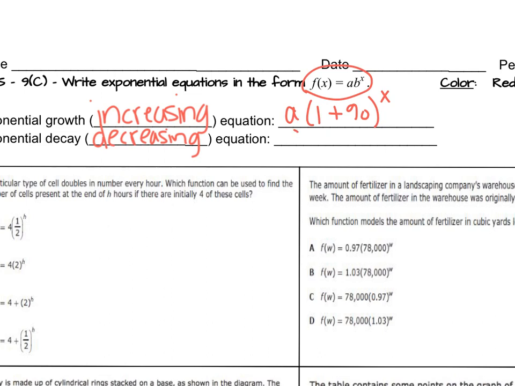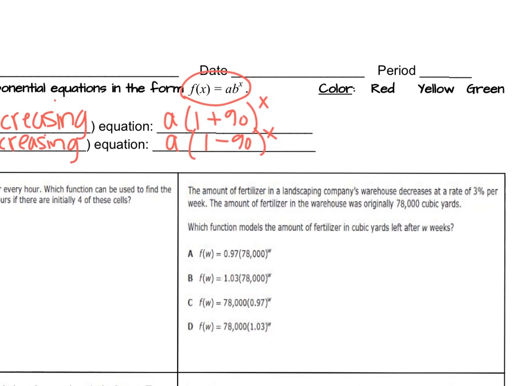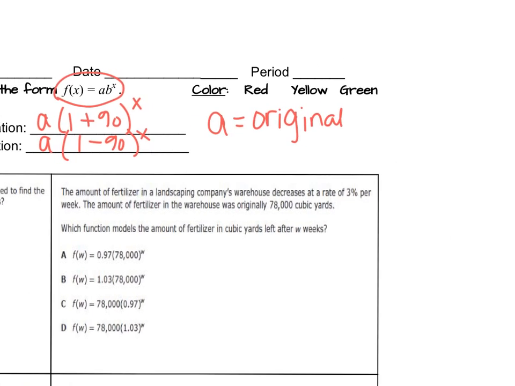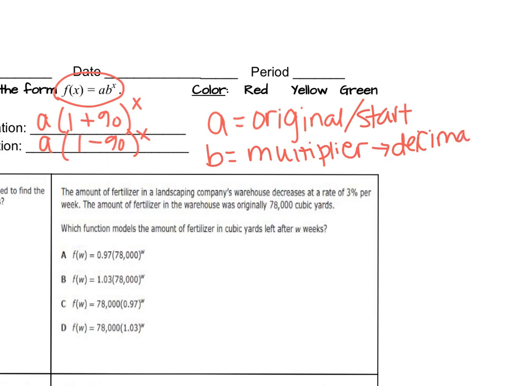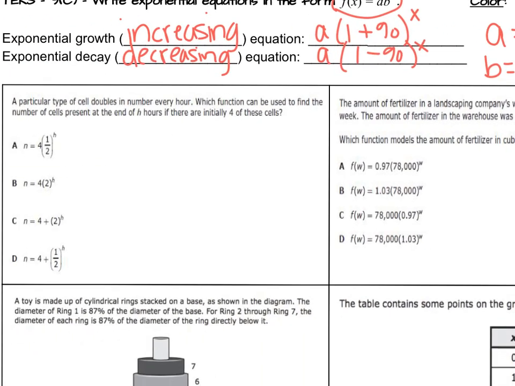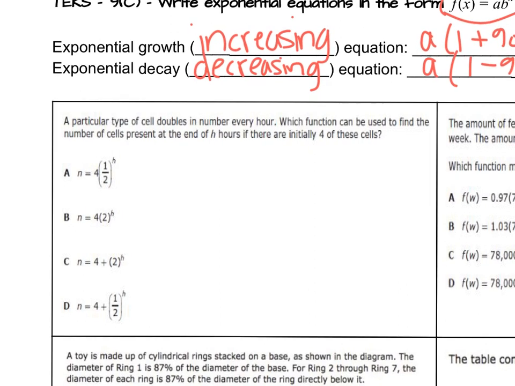And then for decay, we're going to have a, and we're going to have 1 minus whatever the percent is to the x power. In this equation, the a is your original amount, or your starting point, and your b is your multiplier. You must change this number to a decimal before you begin. Normally, it's given to you in a percent. So we're going to be looking for words that tell us increasing or decreasing as we go through.